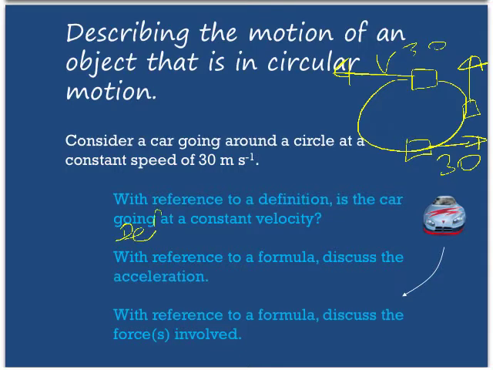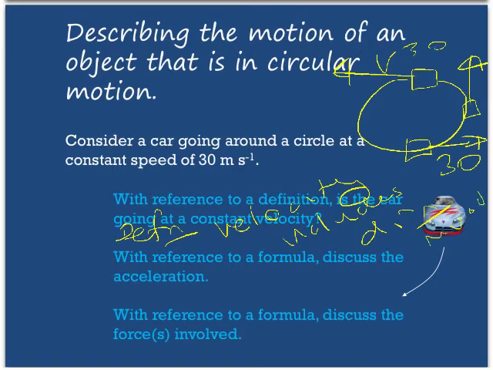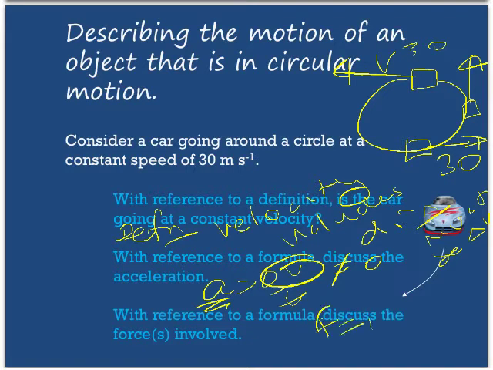So the definition is from velocity. It includes direction, so it must be a change in velocity. With reference to a formula to discuss the acceleration, because acceleration is equal to change of velocity over time, that is not equal to 0, so in that case there must be acceleration. With reference to a formula to discuss the forces involved, because of this formula F equals ma, this one here is also being non-zero, then there must be a force.